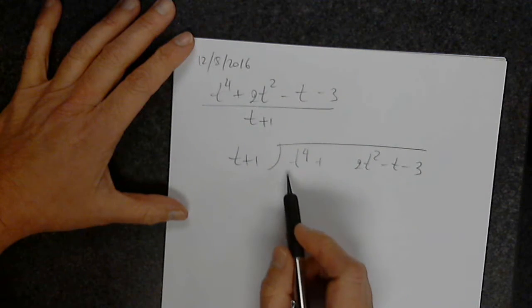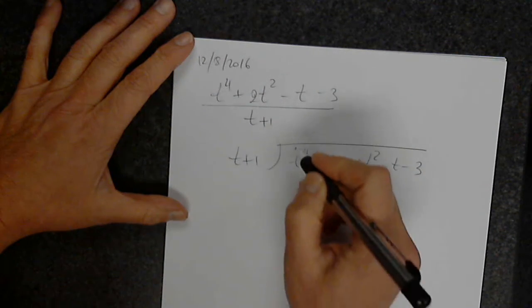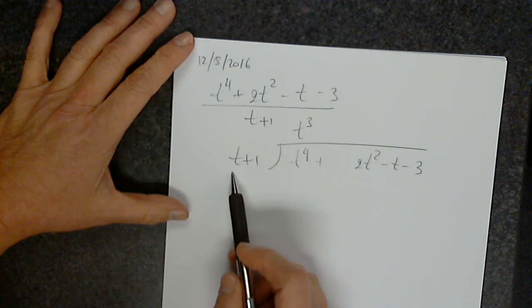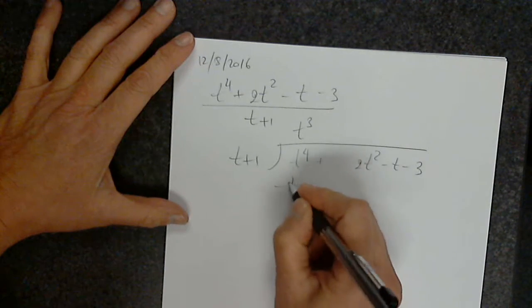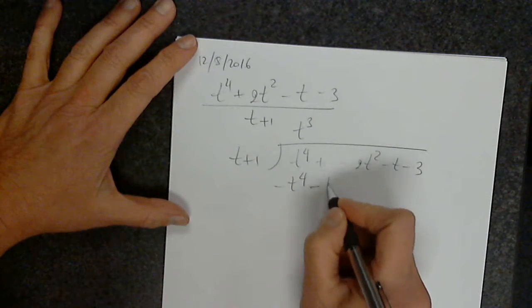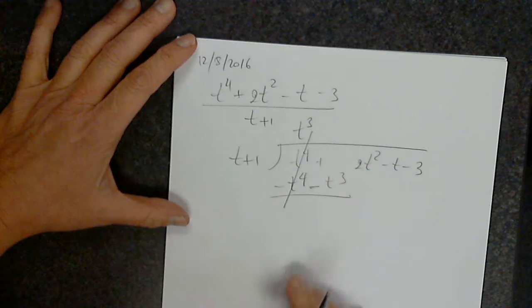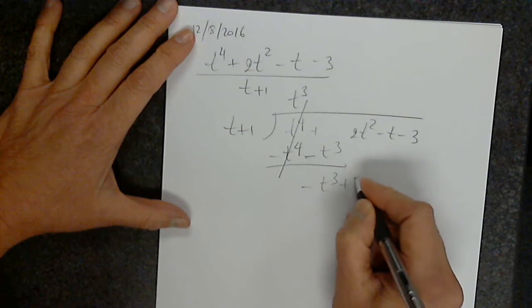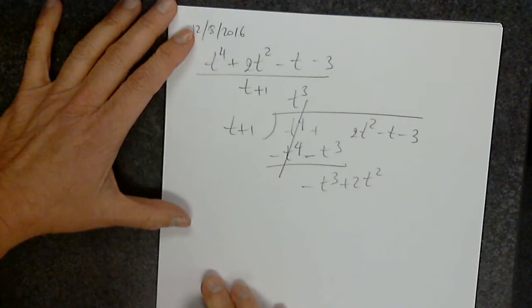Okay. T times what is t to the fourth? T cubed. I go back and distribute. T to the third times t is t to the fourth. I subtract. T to the third times 1 is t to the third, and I subtract. I bring down 2 of those in order, in descending order.